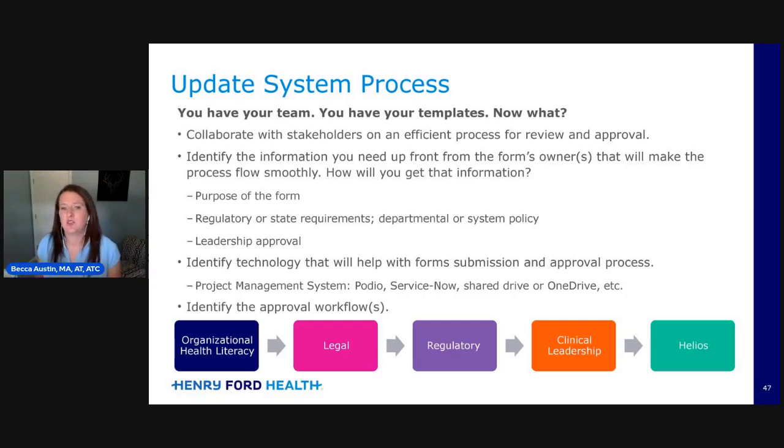And they're not just individual people. These are councils. So our health literacy council, our legal council, our regulatory council. So these are multiple people going, yep, thumbs up from our perspective. And Helios for us is our Epic team and our IT team, who again at the end just builds it in. And so they may have some concerns from that perspective if needed. But again, this is our approval workflow. Again, it may look different for you, but that's something you can start to structure out as you identify who needs to be involved and when.